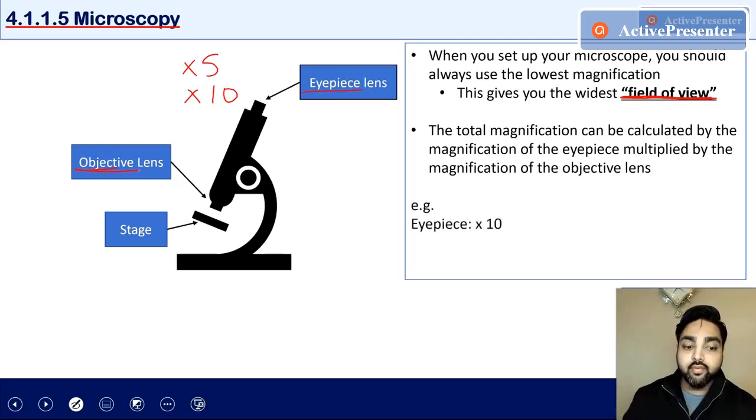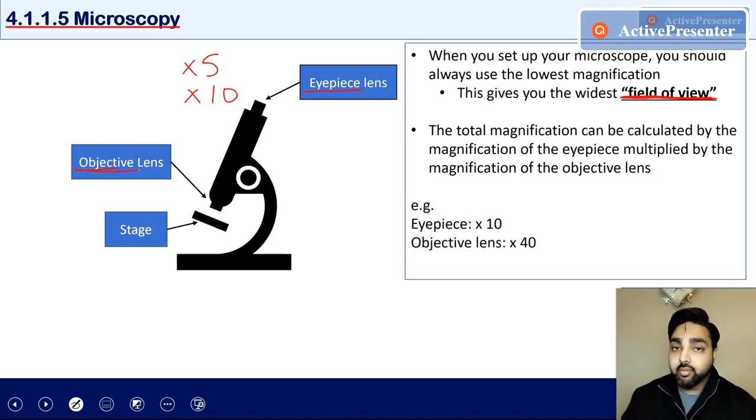So for example, if I had an eyepiece lens that was times 10 magnification and I had an objective lens which was times 40, I would multiply the two numbers together to get a magnification of 400. Hopefully, that should be really straightforward.